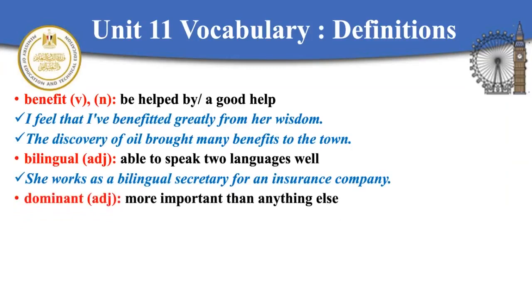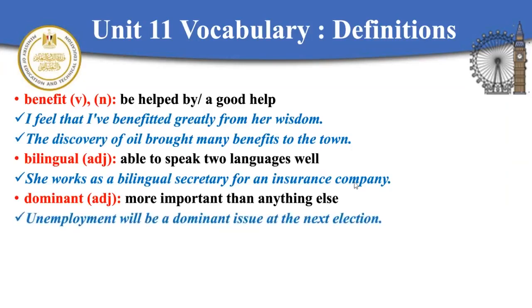Now the word dominant, and dominant here is an adjective. More important than anything else. What is it? It is dominant, controlling, and having the effect on everything. Unemployment will be the dominant issue at the next election. So what is the most important issue? It will be unemployment. It's dominant, it has a rank. Important issue.